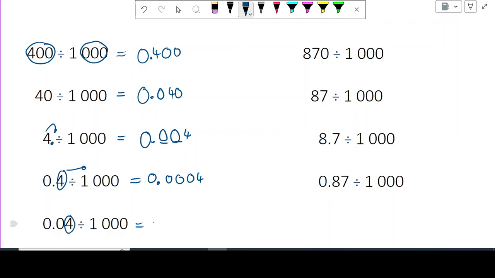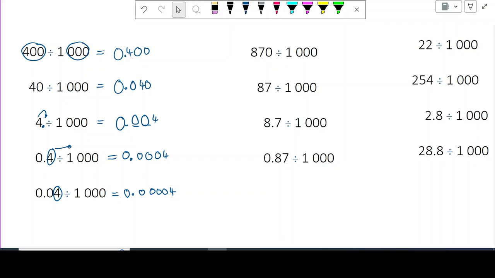0.4, so that four is going to move three places further away from the decimal place, creating three gaps we need to fill with zeros. 0.04, it's going to move another three places away, so there's going to be another three zeros before we get that four. 0.00004. That's how we say decimal numbers, you say each digit individually.